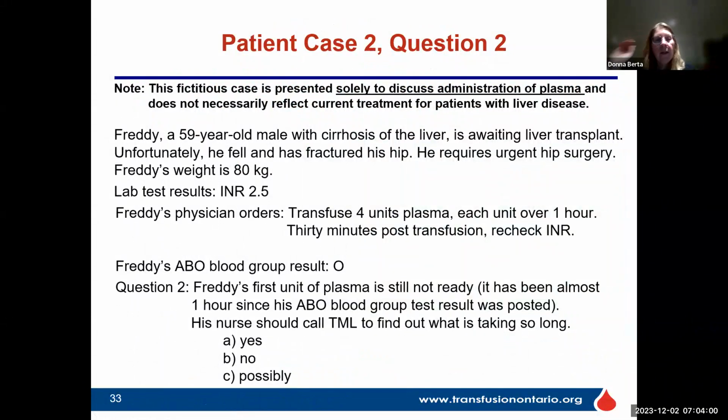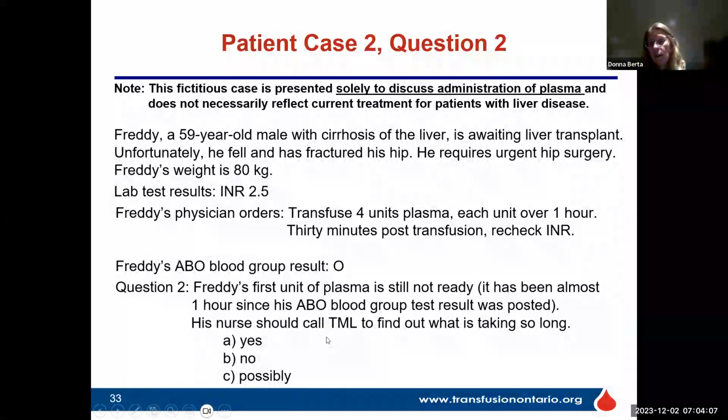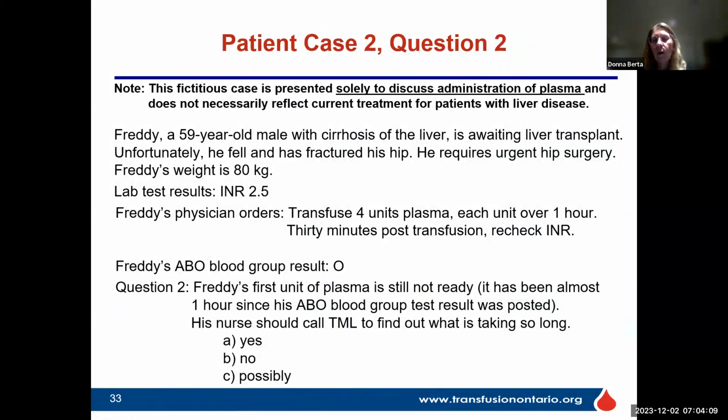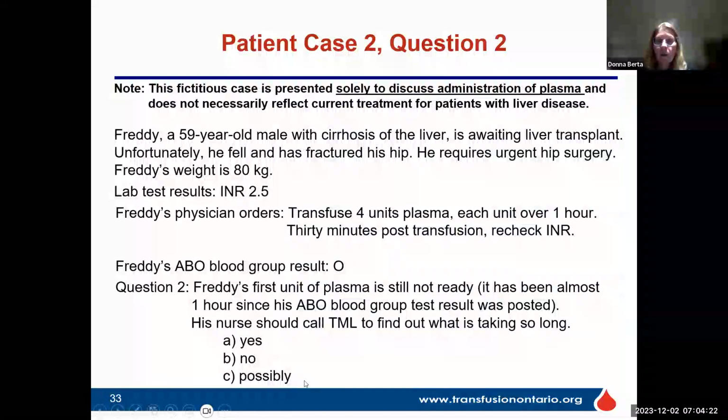So for Freddie, his ABO blood group is O. So his first unit of plasma is still not ready. It's been almost an hour since you saw his ABO blood group test result in your lab system. So as his nurse, you should call the blood bank to find out what's taking so long. And I'll give you some choices there: yes, no, or possibly.